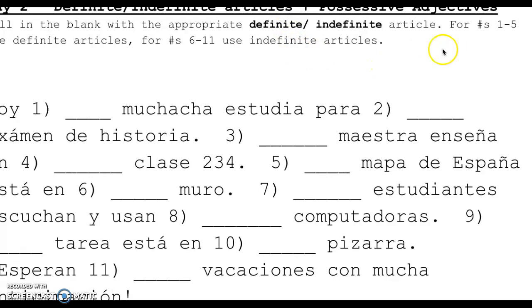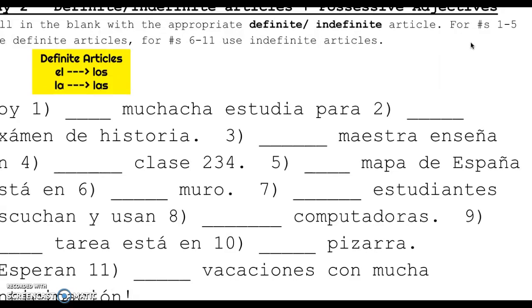So your directions are to fill in the blank with the appropriate definite and indefinite articles. For numbers 1 through 5, use definite articles. For numbers 6 through 11, you're using indefinite articles. My suggestion to you is to make a little grid right on your paper right now, as well as on your midterm when you're doing it. That way you can distinguish: definite articles are ways to say the, indefinite articles are a way to say a or some.